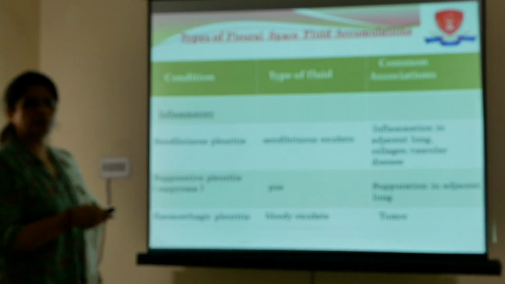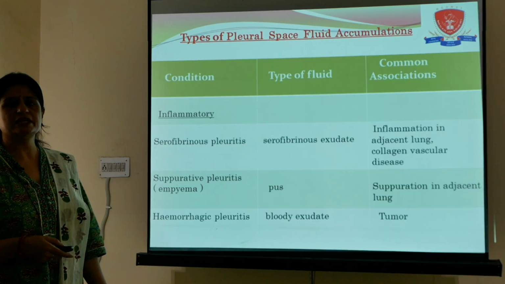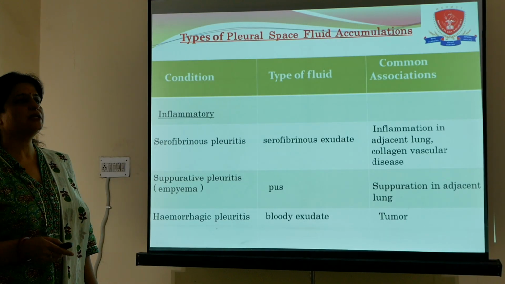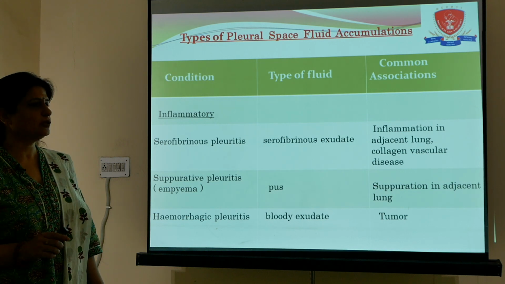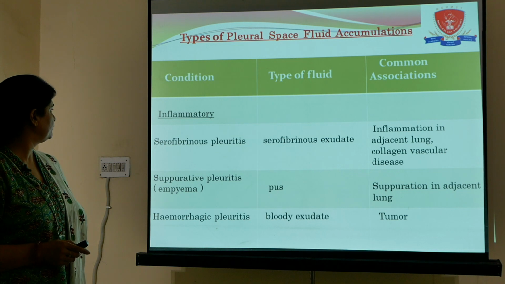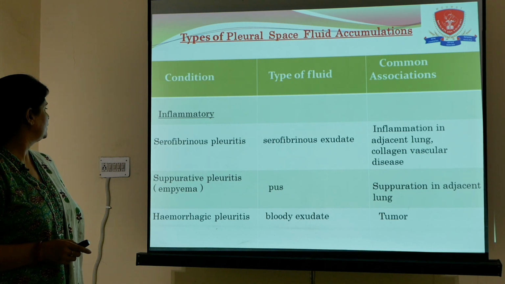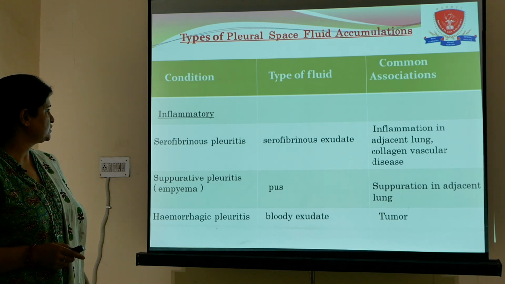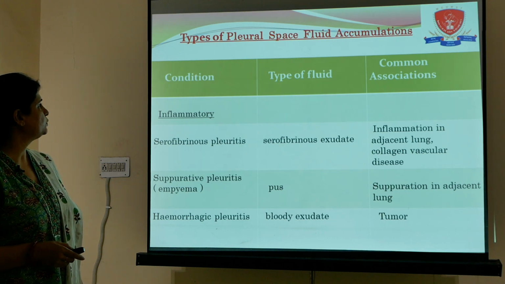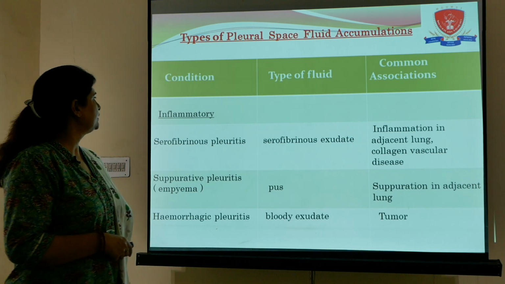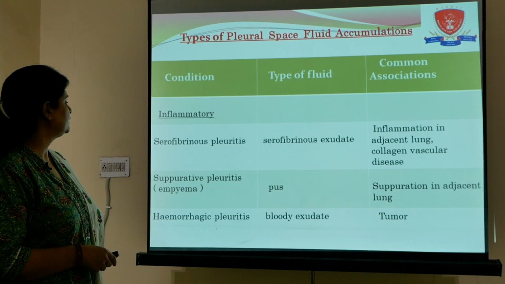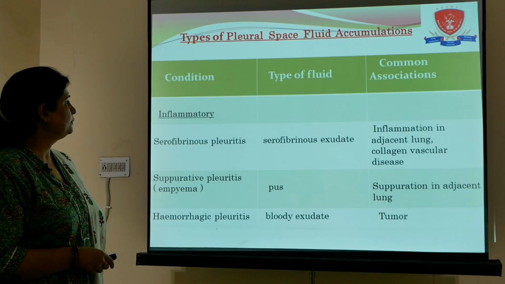Coming to the types of pleural effusions, they can be inflammatory as well as non-inflammatory. In pathology, anything ending mostly with itis is inflammatory. So it can be of three types: serofibrinous pleuritis, suppurative pleuritis and hemorrhagic pleuritis. In the serofibrinous one, the type of fluid is serofibrinous exudate. In the suppurative one, the fluid is pus, and in the hemorrhagic, the fluid is bloody exudate.